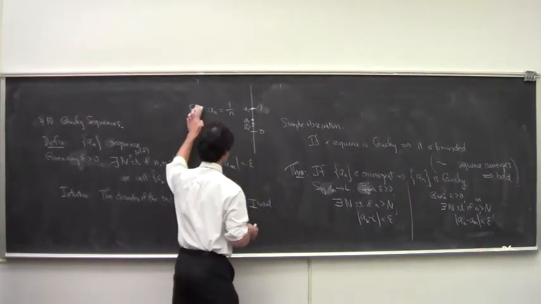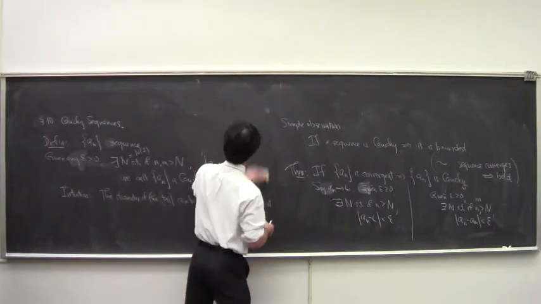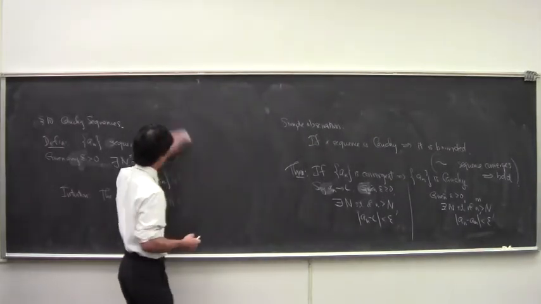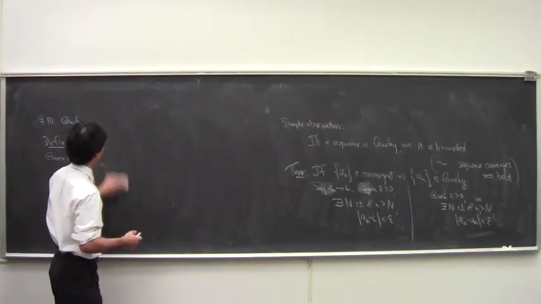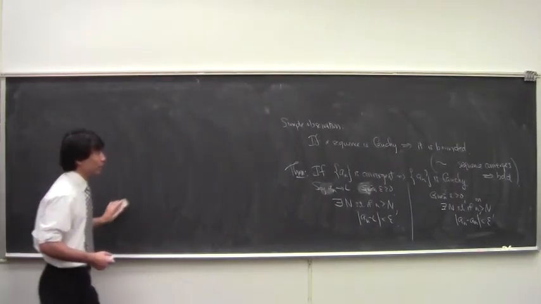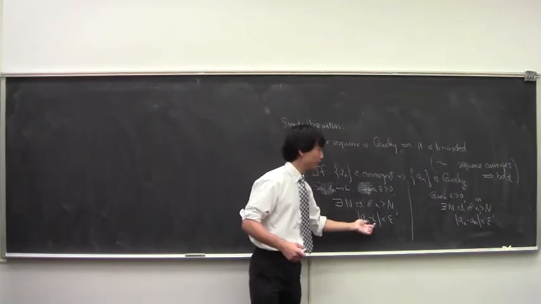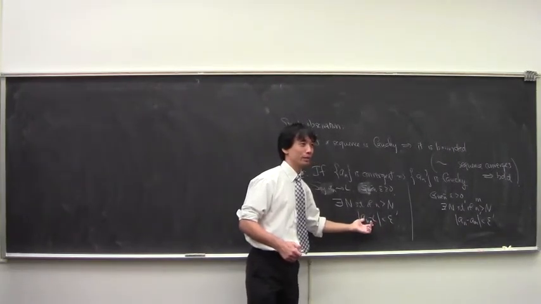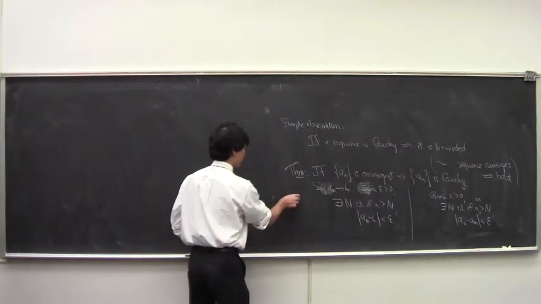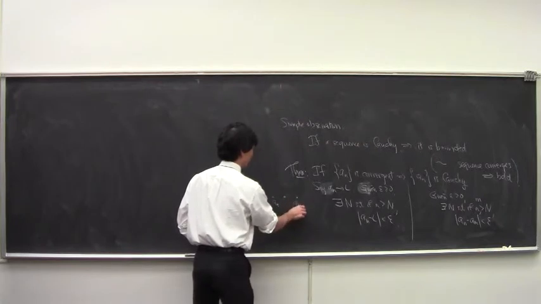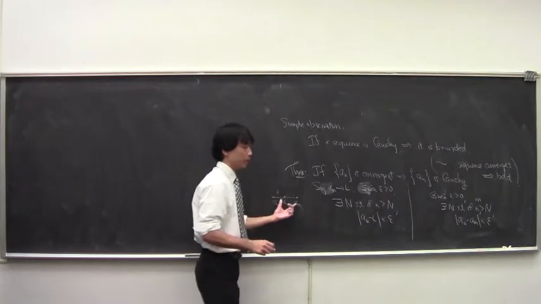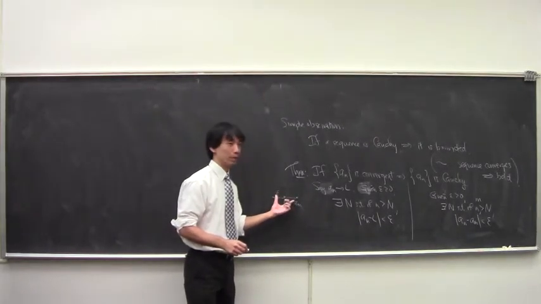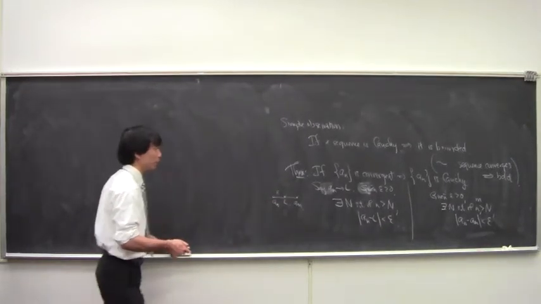There's only one thing you need to say. Well, is that the triangle inequality? Triangle inequality, very good. Because if the points are close to L, then they're close to each other. If a_n and a_m are within epsilon of L, then they're within 2 epsilon of each other. So by the triangle inequality, you get it.